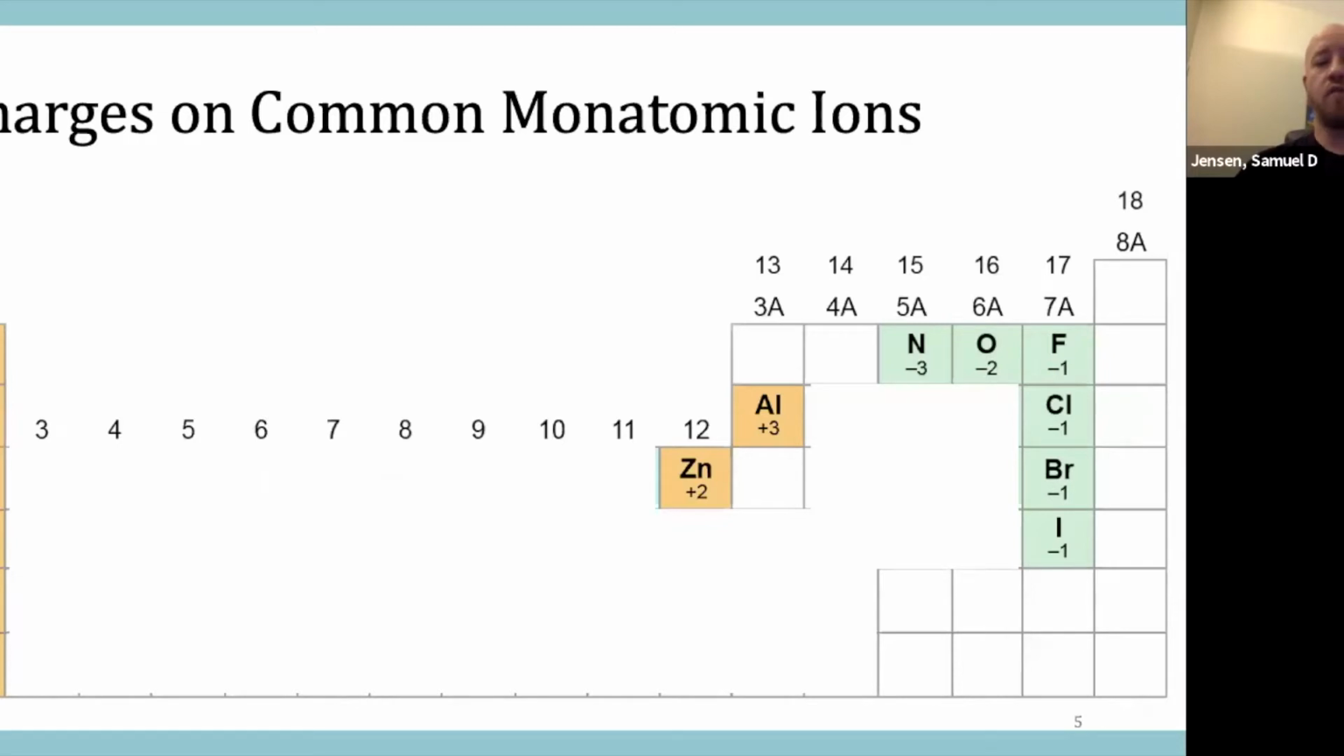The group 1 cations, the alkali metals, are all +1. The alkaline earth metals are all +2. They always have these charges. When they form an ion, they always form ions with these particular charges.